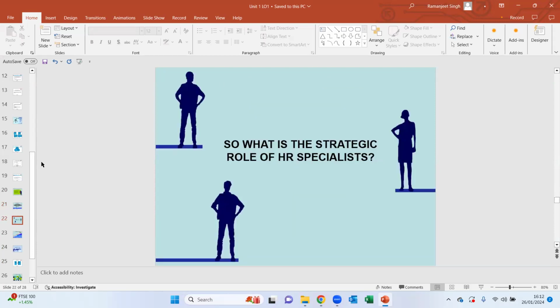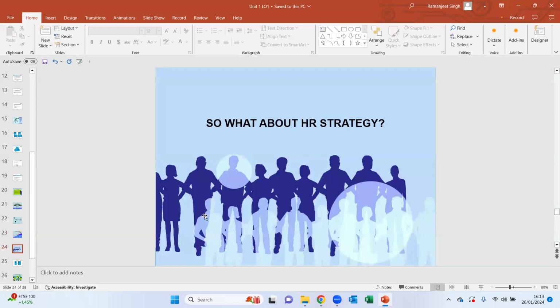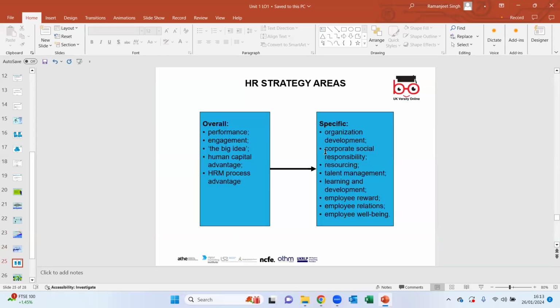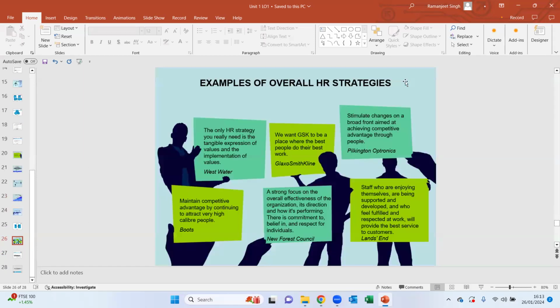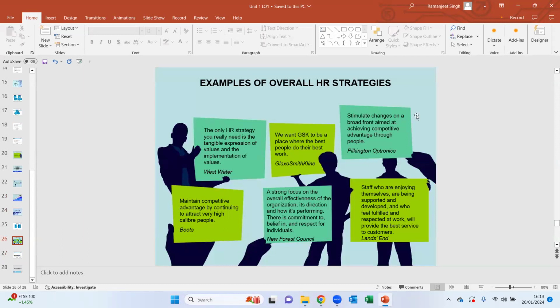Okay, what is the strategic role of HR specialists? Again, we spoke about how, as an HR person, we can add value and what we can do, and how HR strategies are integrated in terms of overall performance and specific to the organization's performance. They're quite basic slides. I think we're done, Khurram. We've covered all of it. There are just some basic bits that they've taken from different websites, so don't worry about it.